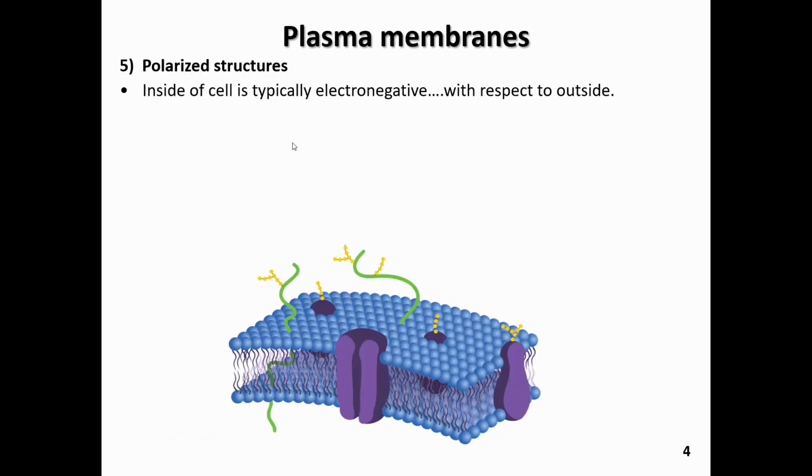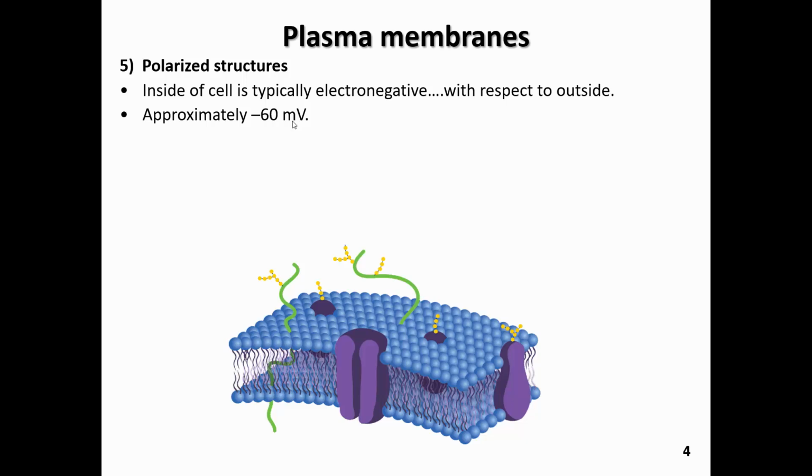Membranes are polarized, or set up the cell to be polarized, which means that there is a separation of electrical charge inside and outside the cell. Typically, the inside of the mammalian cell is electronegative with respect to the outside. And the inside of the cell typically has a resting potential, which is a measure of voltage or energy, of negative 60 millivolts with respect to the outside.